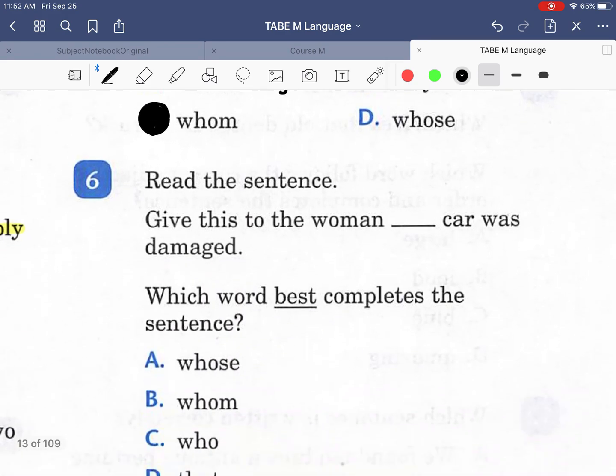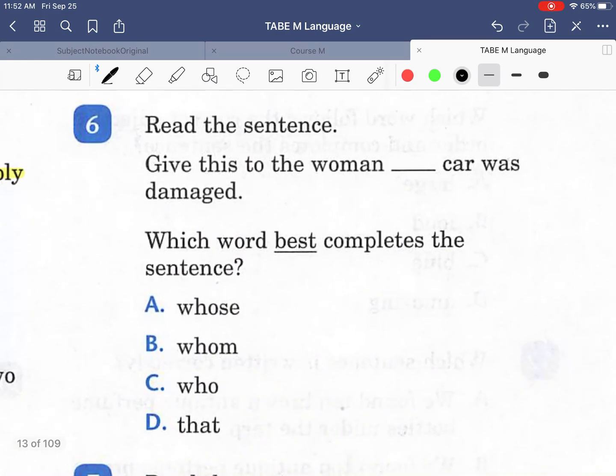Number 6. Read the sentence. Give this to the woman, blank car was damaged. So we are relating a woman, who's a person, to car was damaged. I can eliminate D because D is that, and that refers to things, not people. People are not things. They're humans. Whose, whom, or who? The car belongs to the woman.